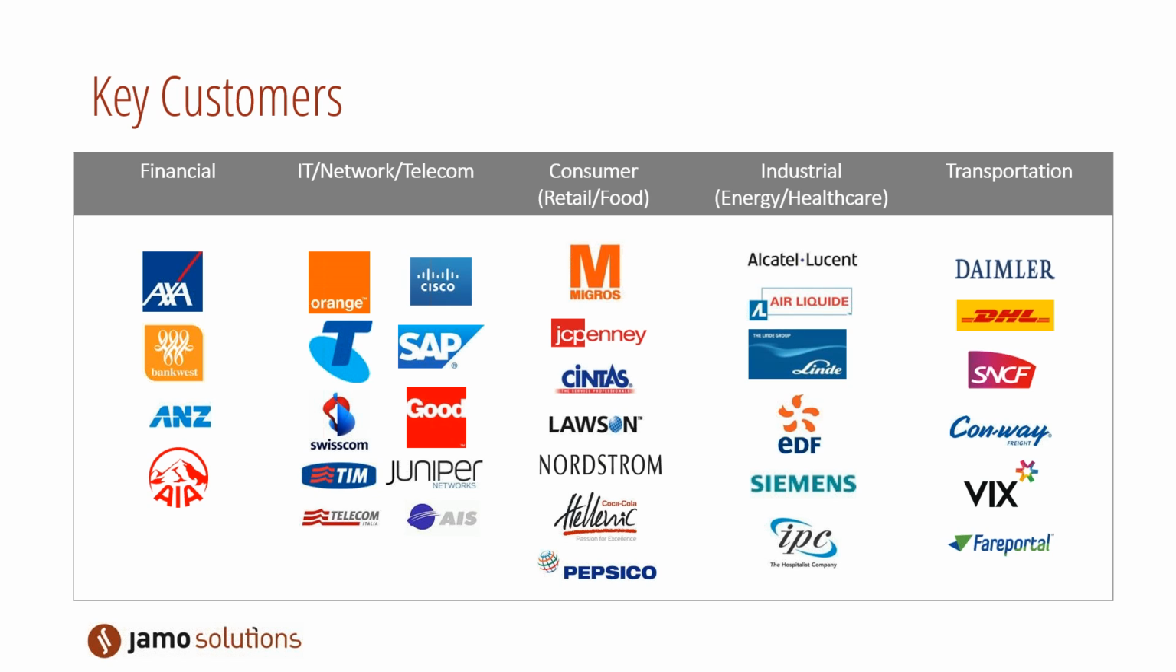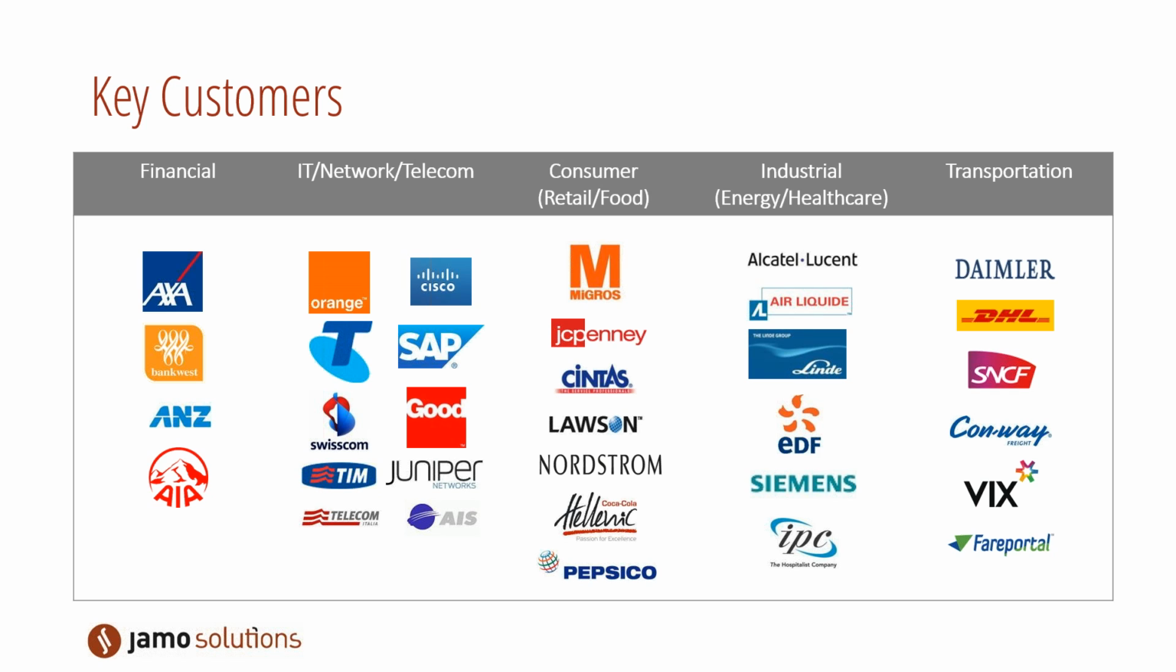Jamo Solutions has been around in the space for more than 5 years, so we've been able to gather a lot of key customers that have been using our products and technologies for a long time. For example, we have various customers in the financial sector, such as AXA in Europe. We've got customers in IT, telecom and network, for example Telstra in Australia. We've got customers in retail and food, for example Nordstrom in the United States, as well as in the industrial space, for example energy and healthcare, where we've got Siemens Healthcare and also Air Liquide. And we also have a lot of customers in transportation, such as SNCF, Conway, and Daimler, just to give you a couple of examples.